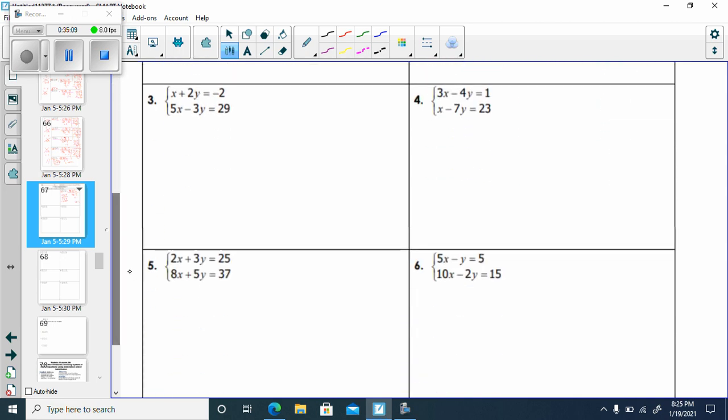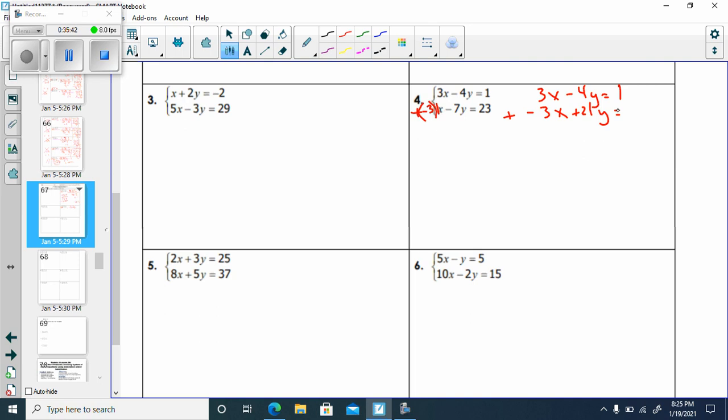Let's look at number 4. Neither of these says x is equal to or y is equal to. I need to get rid of one of the variables. I need to eliminate it. You know, you're adding these. Have 3x here and a 1x here. So if I multiply by -3, everything by -3, I have 3x minus 4y equals 1. I'm adding -3x plus 21y equals 23 times -3, okay?